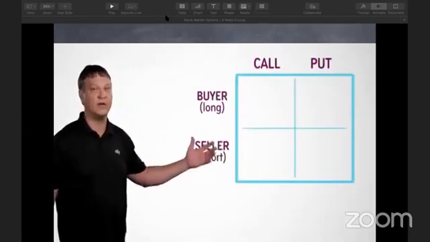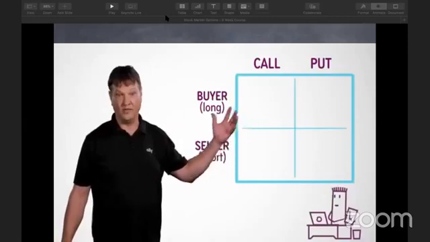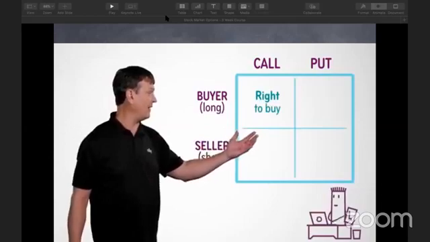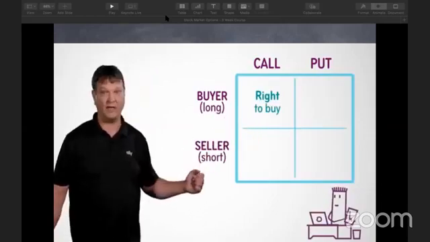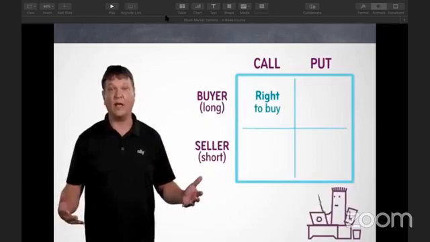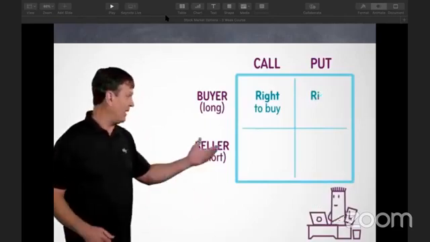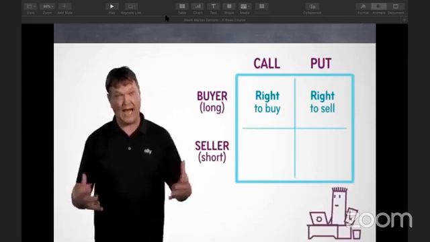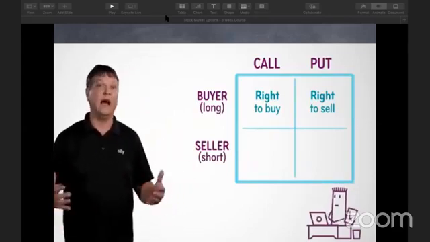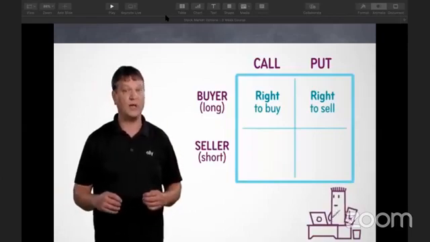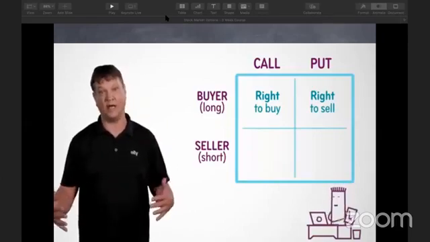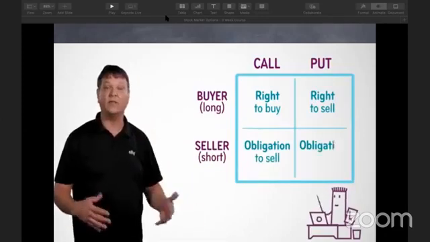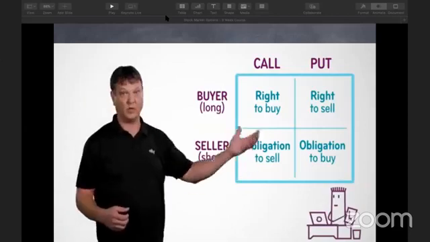So if we look at our chart here, we see the 4 simple trades that we can do in the options marketplace. If we buy a call, we have a right to buy the underlying. Obviously, if I'm looking to buy the underlying, I want the marketplace to go up. If I buy a put, I have a right to sell the underlying. If I want the underlying to go down, that's what I would do. I would buy a put. Now, if I'm selling option contracts, I'm going to do the exact opposite forecast. So if I'm selling a call option, I want the marketplace to go down. And if I sell a put option, I want the marketplace to go up.